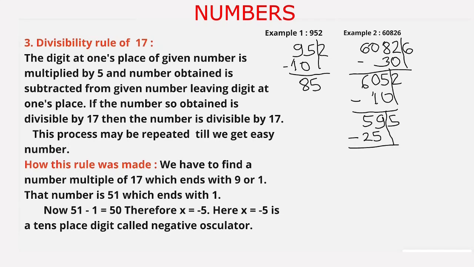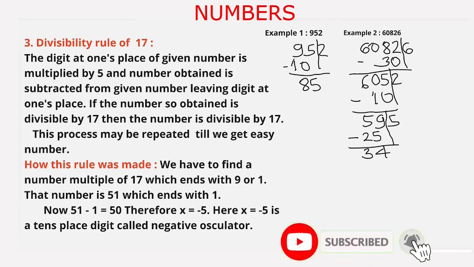9 minus 5 is 4, and 5 minus 2 is 3. So the number is 34, and we know that 17 times 2 is 34. That is, 34 is divisible by 17. Hence the entire number 60826 is divisible by 17. Hope you have understood the divisibility rule of 17 and how this rule was formed.